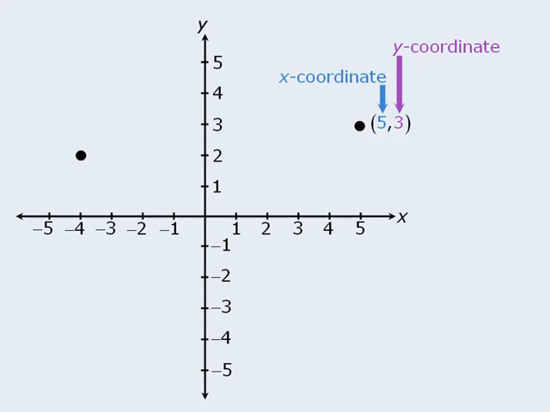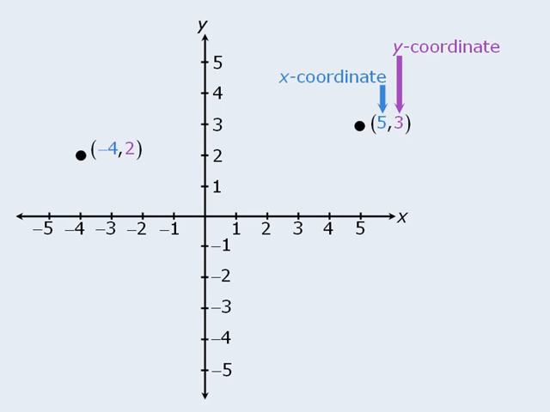Okay, now let's examine another point. Beginning from the origin, we must travel along the x-axis a distance of 4 units in the negative direction. From here, we must travel 2 units vertically in the positive direction. So the x-coordinate of this point will be -4, since we traveled 4 units in the negative direction, and the y-coordinate will be 2, since we traveled vertically in the positive direction for a distance of 2 units. So this particular point has the coordinates -4, 2.